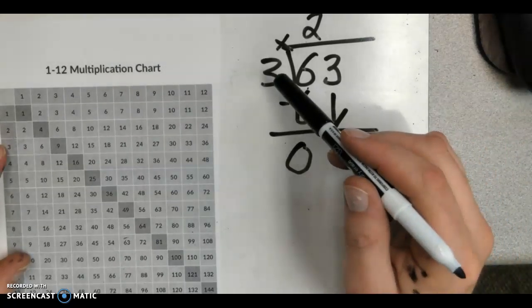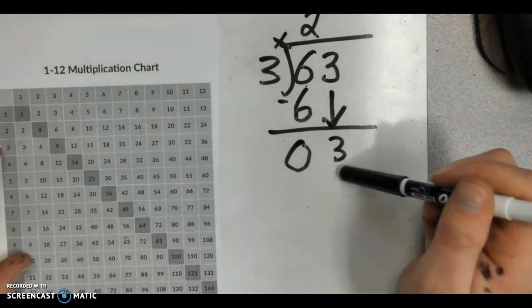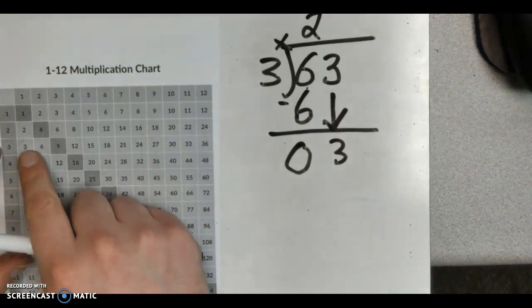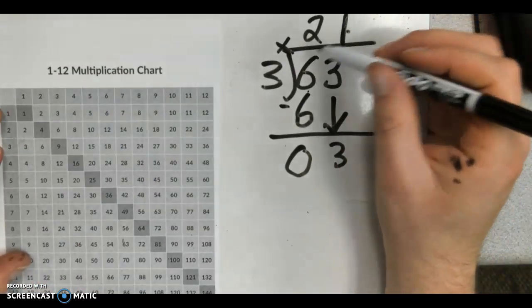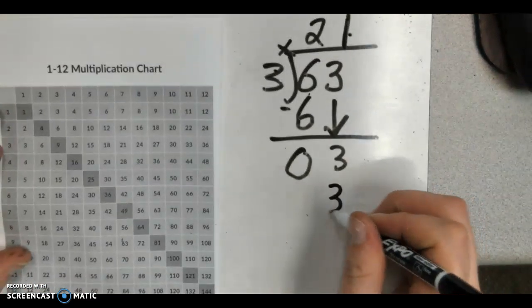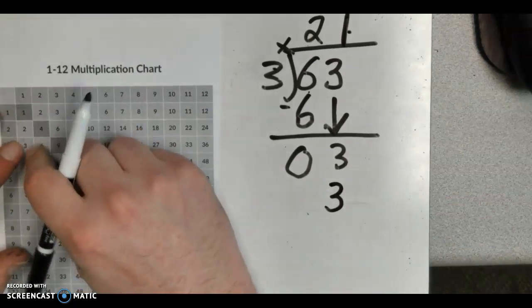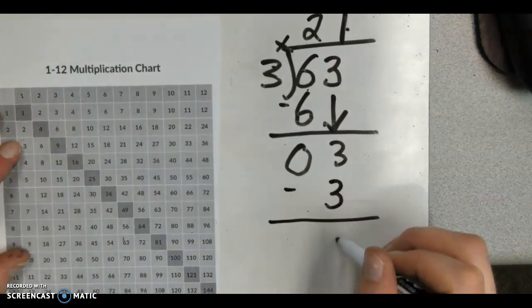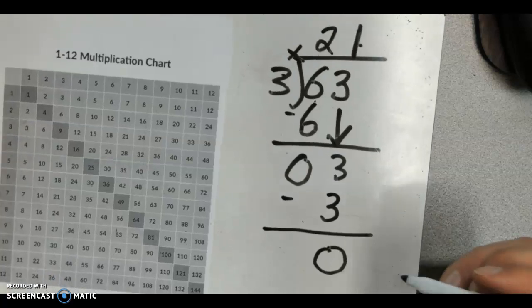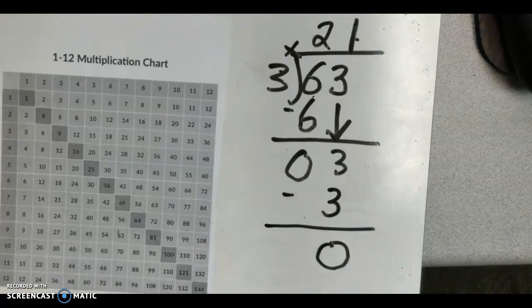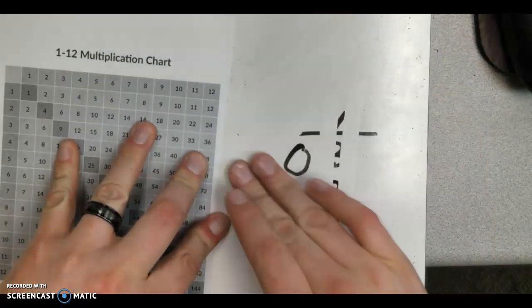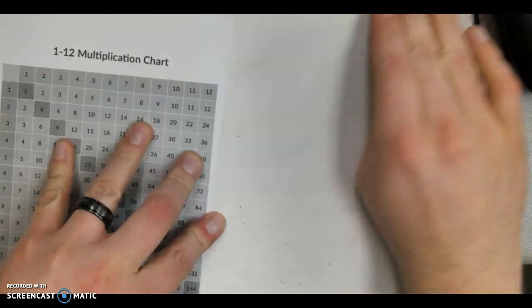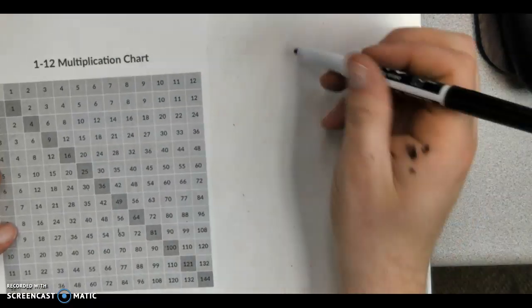I look now. How many times can 3 go into 3? 3 can go into 3 one time. 1 times 3 is 3. I subtract them, and I get a 0 remainder. Those were all nice and easy because they went in perfectly. What happens when it doesn't go in perfectly? Let's try one like this.